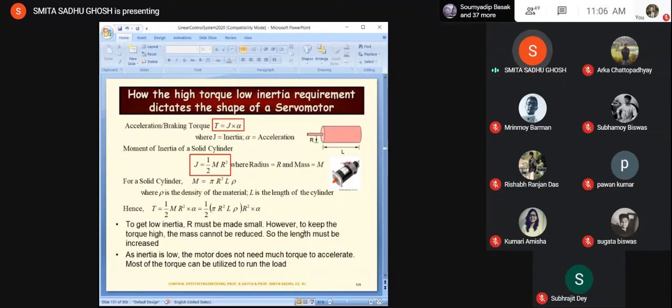Over here you find that the torque is related to the moment of inertia by the relation T equal to J into alpha, where alpha is the acceleration and J is the moment of inertia. The shape and size of the motor is such that it can be considered almost a solid cylinder, so the moment of inertia is equal to half M R square, where capital R is the radius and capital M is the mass. From this you find that if we were to make the moment of inertia small enough, we would opt for making the radius small.